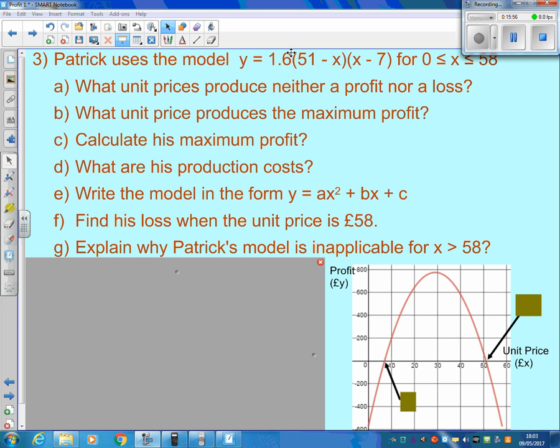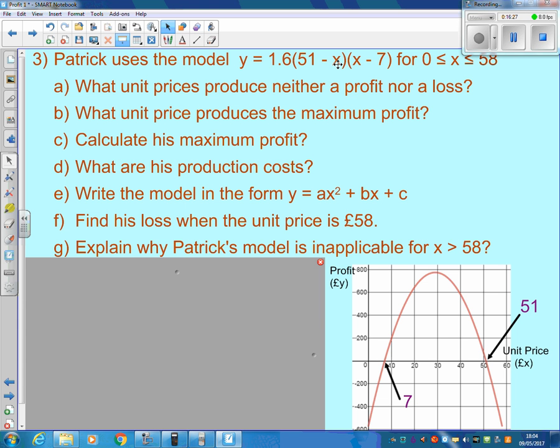Well, 1.6 isn't 0, so that doesn't work. But if I had x as 51, do you see that would come to 0? 51 minus 51 is 0. So that would work. If I put x equals 7 in here, x minus 7, well, 7 minus 7 is 0, so that will also work. 7, 51. So what I'm doing is I'm choosing my values of x to make the y 0.